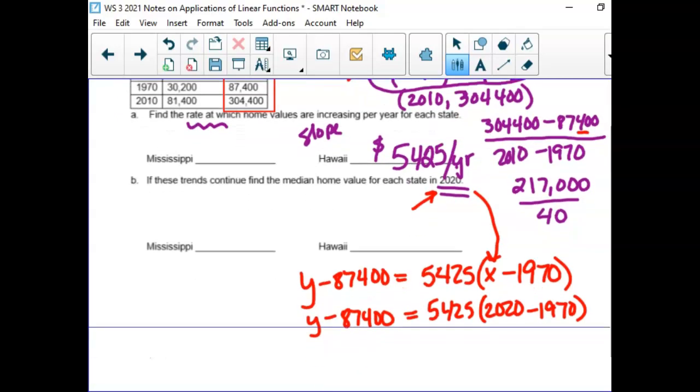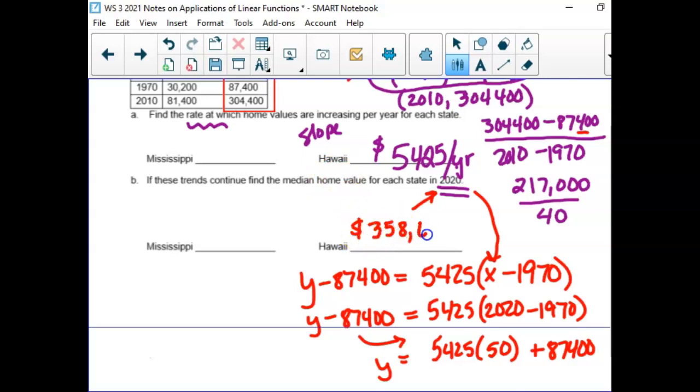All right, now since this is just solving an equation, I could subtract in there and I would get, what is that, 50 years? And then we're gonna add over there the 87,400. Move it onto that side. 5425 times 50 plus 87,400 is a whopping 358,650.